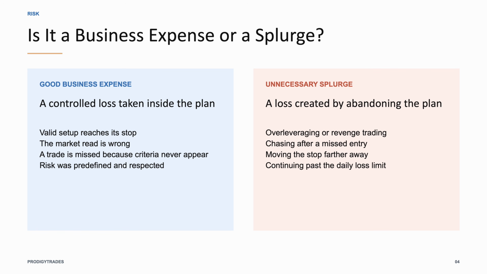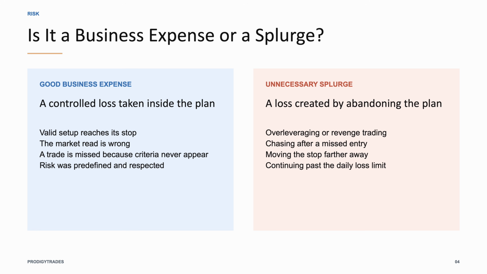It's important to realize and understand the difference between a good business expense and an unnecessary splurge. This is where the lemonade analogy becomes useful. Buying the normal amount of lemons is a necessary business expense. Buying 10 times more because you're emotional and hoping demand suddenly appears is a splurge. In trading, a valid setup reaching its stop is a business expense. Being wrong about direction while respecting predefined risk is a business expense. Missing a move because your criteria never appeared is also acceptable. You protected the business instead of chasing revenue.